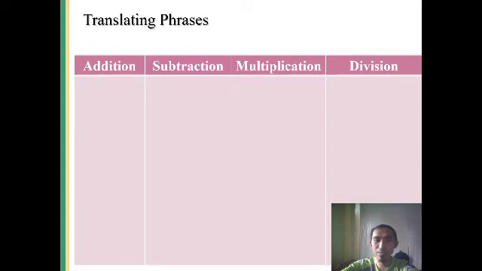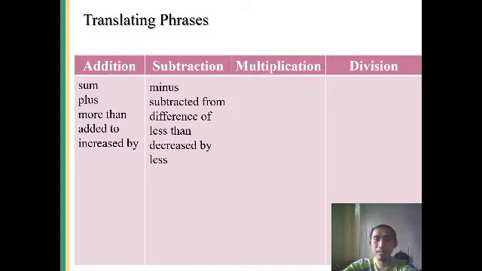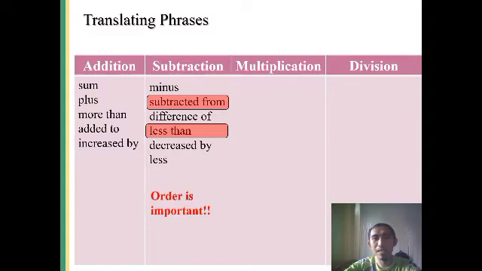First, we translate phrases through addition, subtraction, multiplication, and division. In addition, the keywords are sum, plus, more than, added to, increased by. For subtraction: minus, subtracted from, difference of, less than, decreased by, less. Order is important. Subtracted from and less than must be ordered.